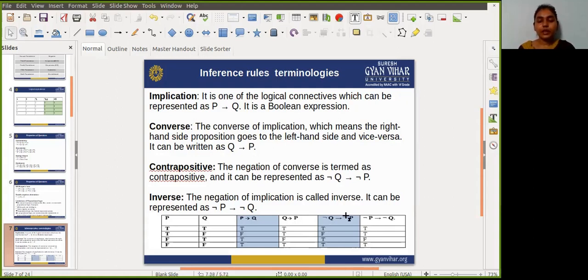Contrapositive is the negation of the converse. So the negation of the converse is termed the contrapositive, meaning negation of q implies negation of p. So first we negate the value of q. In the first case, the value of q is true, so for this condition we take false, right? So the first condition is false, so we are not checking the then condition. So obviously here I'm writing true.